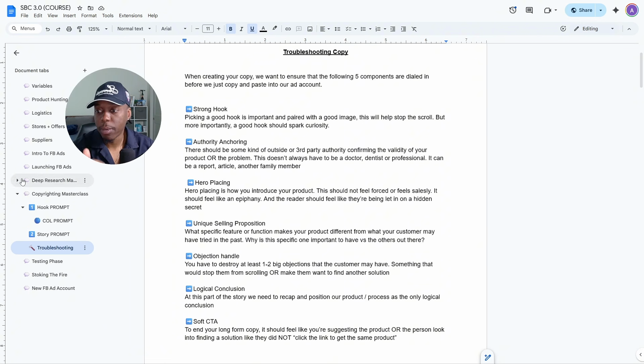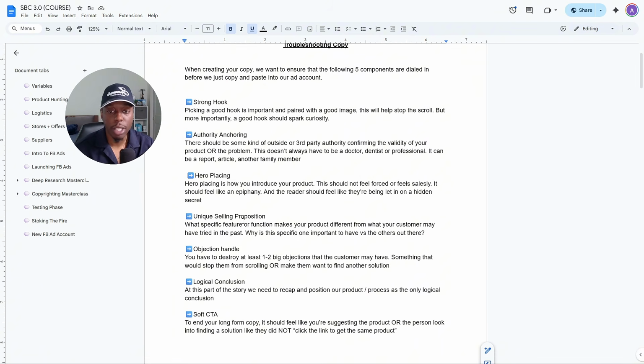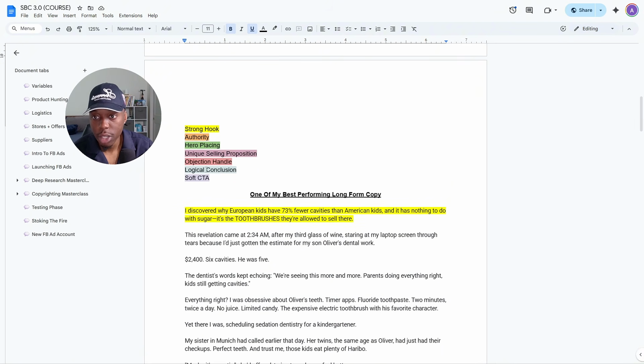Not only should it spark curiosity, we also need to address a certain person within the hook. So, strong hook here: I discovered why European kids have 73% fewer cavities than American kids, and it has nothing to do with sugar. It's the toothbrushes they're allowed to sell there.